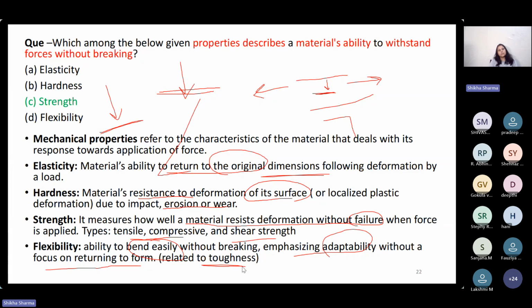So is this question clear to everyone, that why not elasticity? Can we move to the next question then?